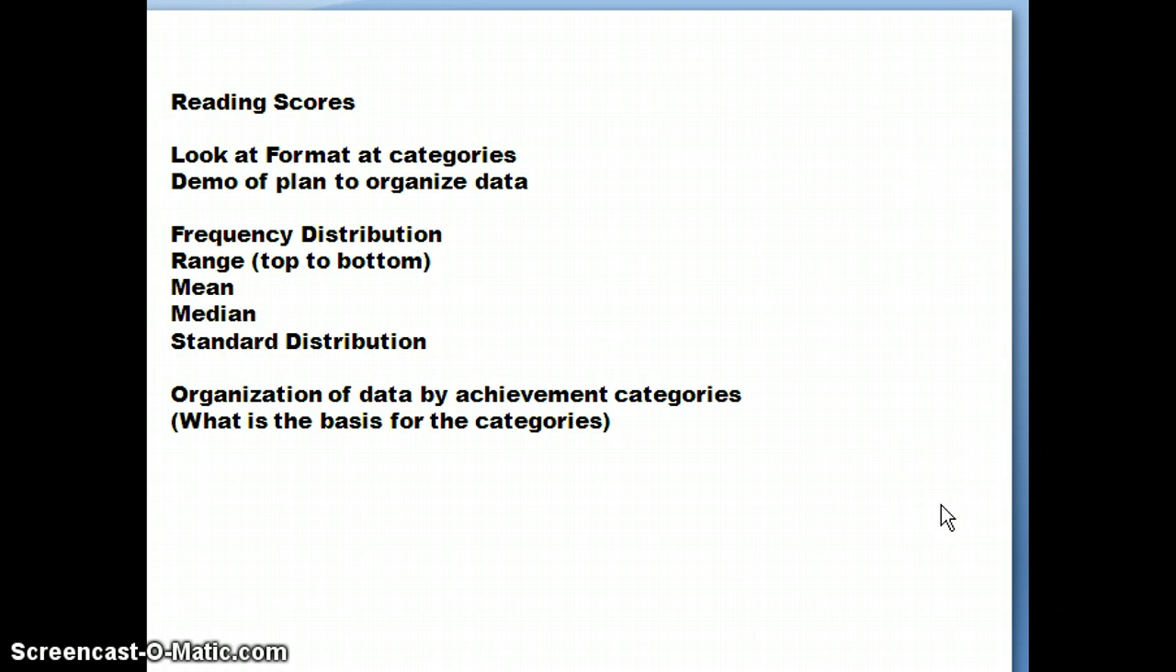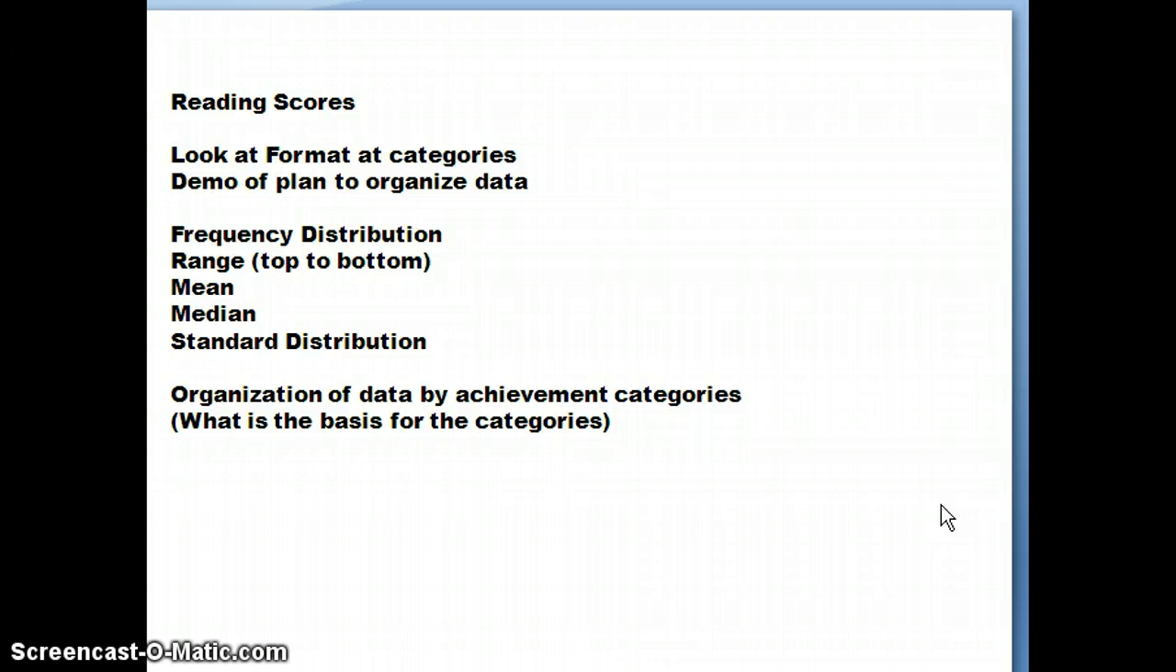When we look at reading scores and the test score, I'm going to look at the format for categories. I'm going to provide you with the demonstration plan to organize data. Anytime you see data, think systematically. I want to see a distribution. I want to see what the ranges are. I want to see what the mean and the median are. And I want to see what happens when I apply the standard deviation. That gives me some real clues as to what the data means and how to use it.